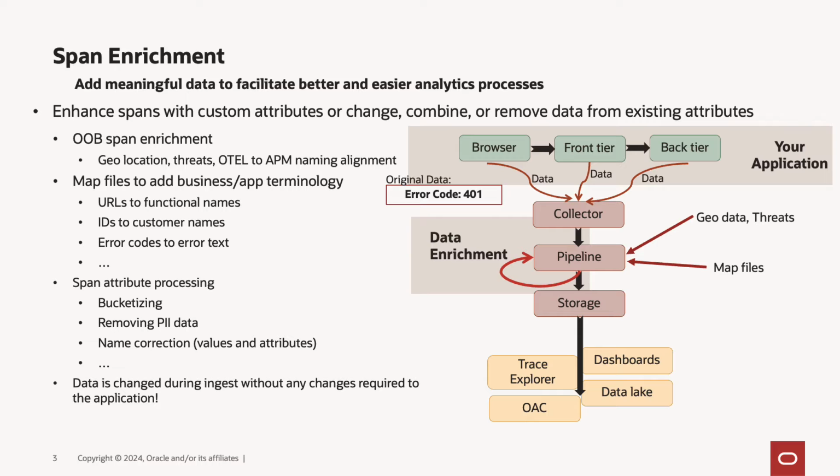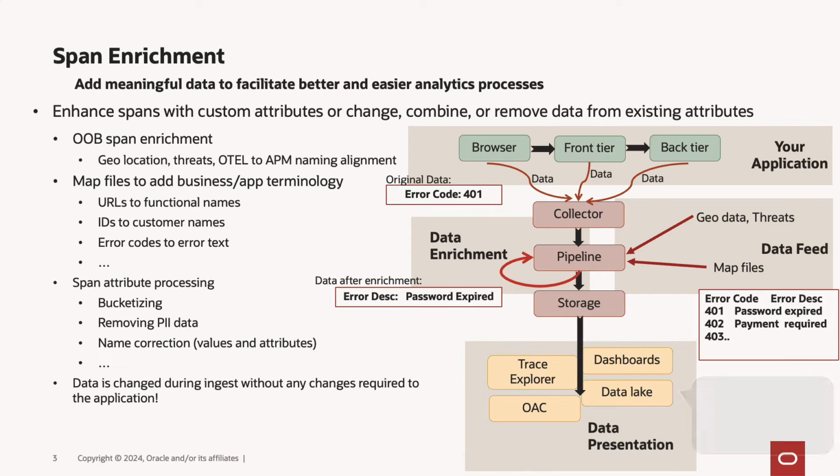For example, URLs can be converted into functional or business names. IDs can be converted into customer names or departments. Error codes can be mapped with more meaningful error description. And this can be done by uploading map file to the APM domain. If you have a CSV file that compares two values, error code and error description, you can feed the data into the span enrichment feature so that the description can be used as an attribute value instead of an error code.